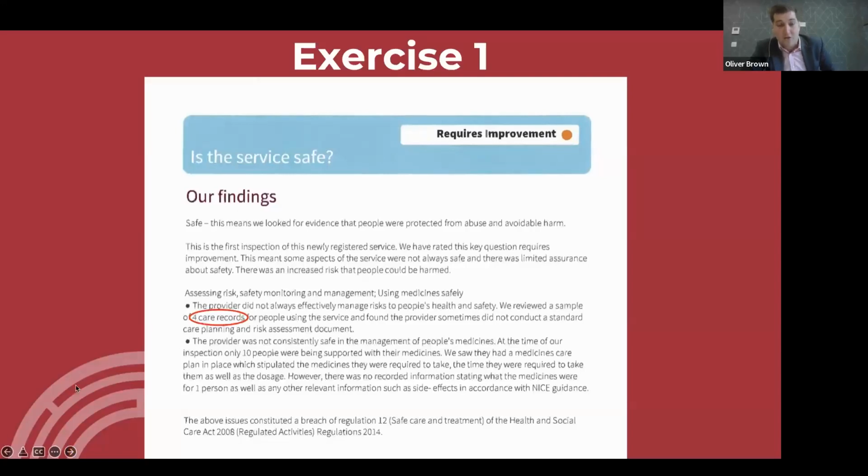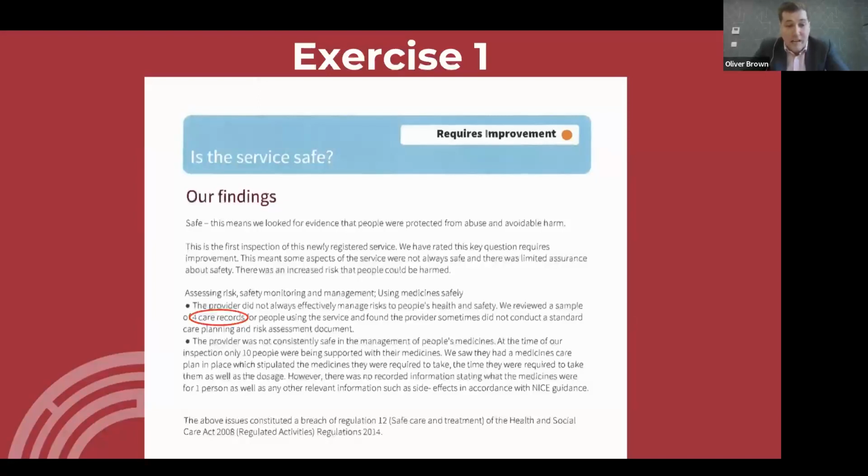So the first thing that would jump out to all of us is if only 4 care records had been reviewed by the CQC in this fictional scenario, if we had 80 people, that's a really small sample size. Typically, the CQC should be looking at a sample size of about 10%. So if there's 80 people here in this scenario, we would want to see at least 8. It should be at least 10%.